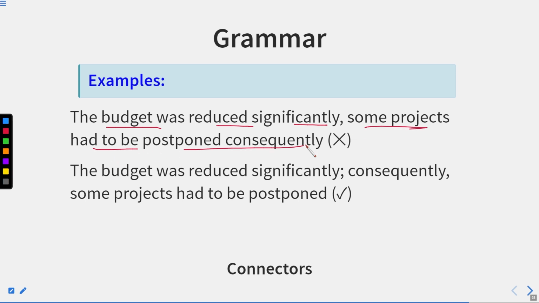Now, this is not actually the sequence, because here it is reduced. It is written, the budget was reduced significantly. This may be the cause. Some projects had to be postponed. So this is the result actually that we are getting. And if this is the result, consequently will be used in between. The budget was reduced significantly. Consequently, some projects had to be postponed.